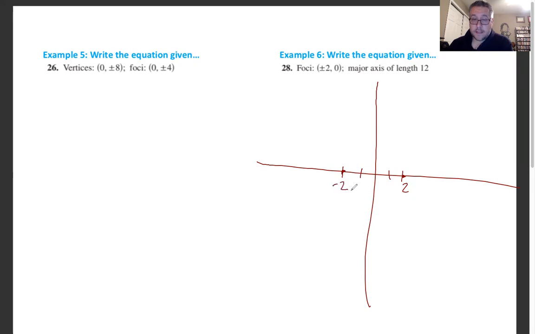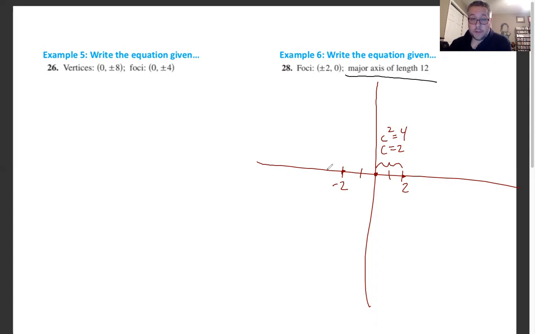Now, what does that tell us? That implies that the center is halfway in between. So again, the center is at the origin, and this is our C length. So C would be 2, which implies that C squared is 4. Well, what else did they tell us? They told us that the major axis has a length of 12. The major axis goes the same way as the foci do. So if the entire thing is 12, that means that half is 6.